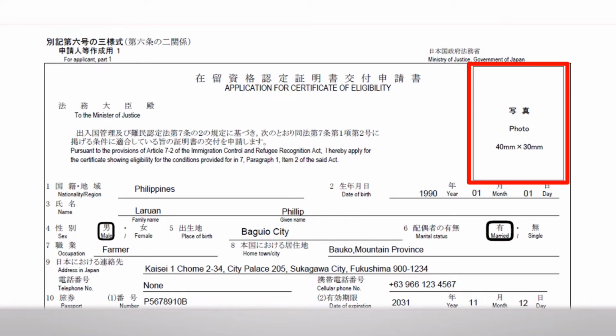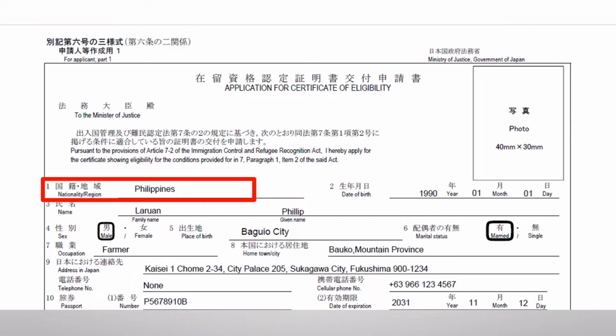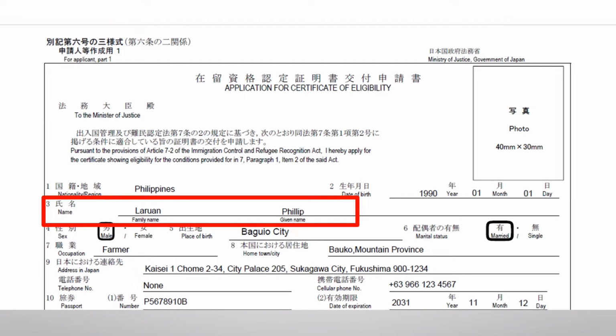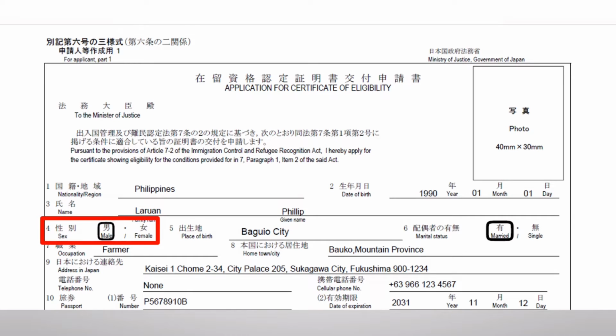First, attach the picture with 40 mm by 30 mm measurement. However, before pasting it, make sure that at the back of the picture, the applicant's name and birthday are written. Proceeding to number 1, nationality or region. Example is Philippines. Number 2, since this is my husband's application form, we will write his birth date, 1990, January 1st. Third, his name, last name, then first. Fourth is his gender, which is male.